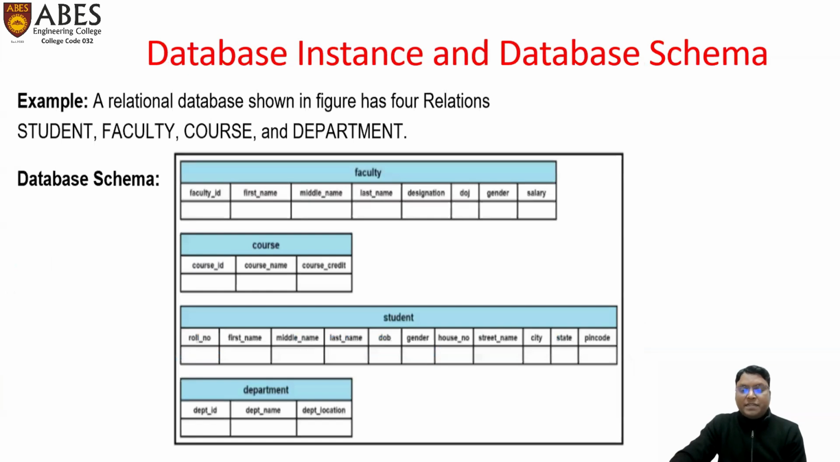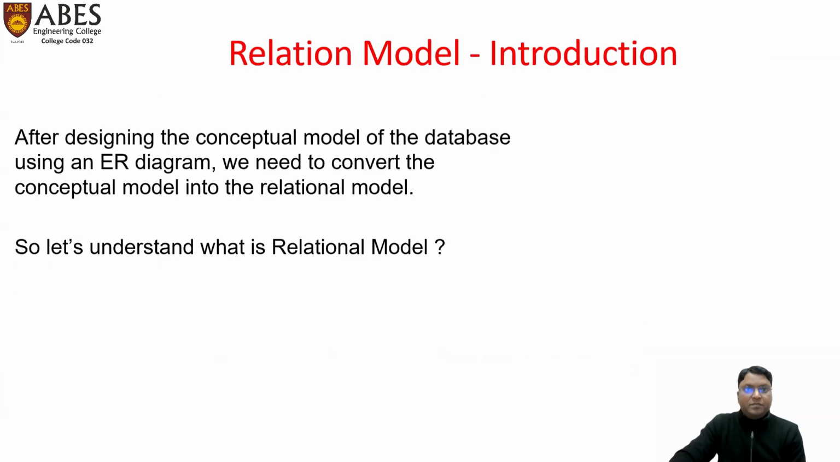Database instance and database schema. If you consider this example as shown in the diagram, we have faculty, course, student, and department as the relations. So a relational database shown in the figure has 4 relations: student, faculty, course, and department, and each relation is represented in the form of a table, and each column represents an attribute of the relation.